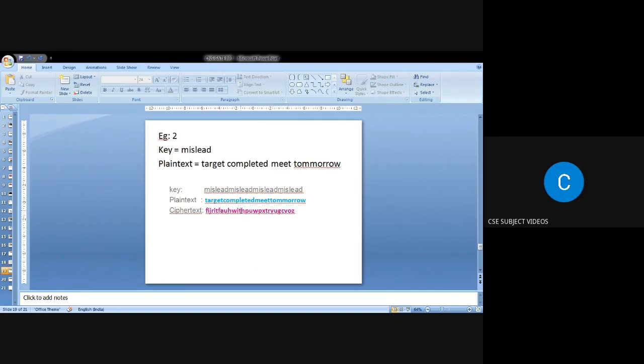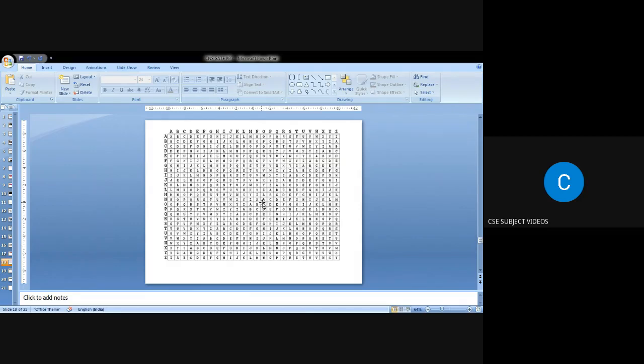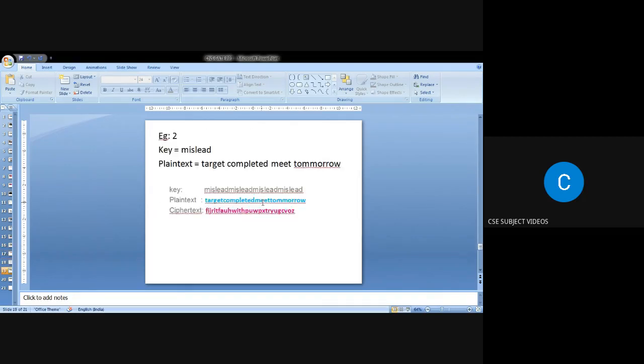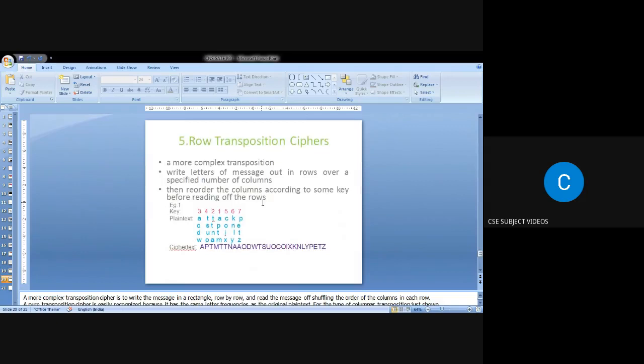Similarly, based on this table, you have to fill in the letters, so you have to encrypt the letters. So this is the Vigenere cipher. Next we can go with the row transposition ciphers. This is one of the transposition techniques.